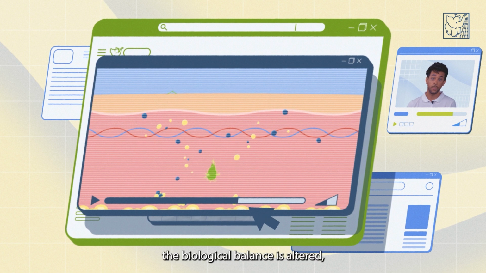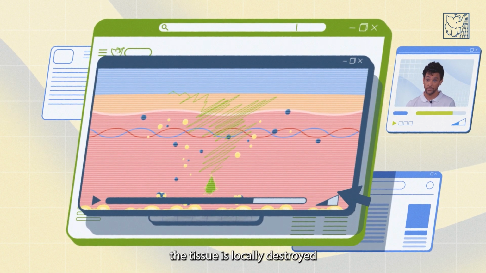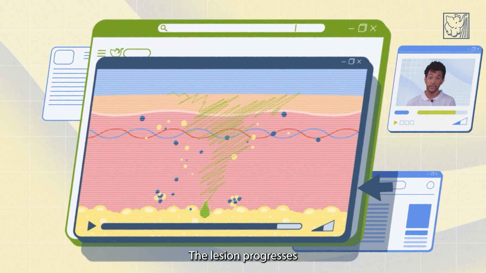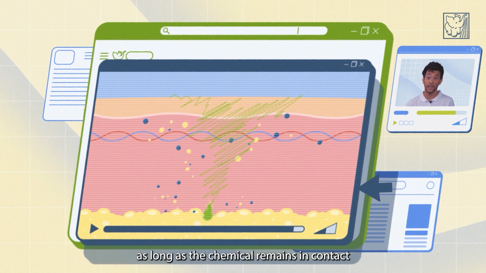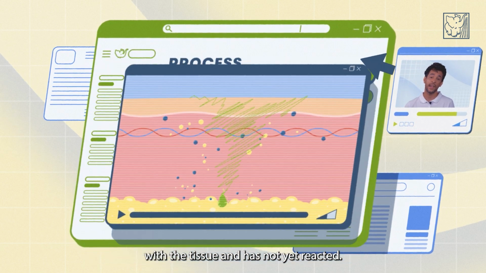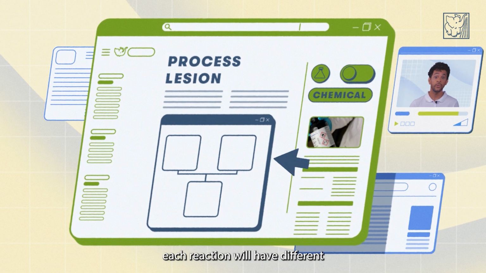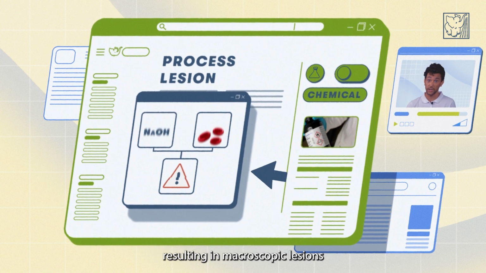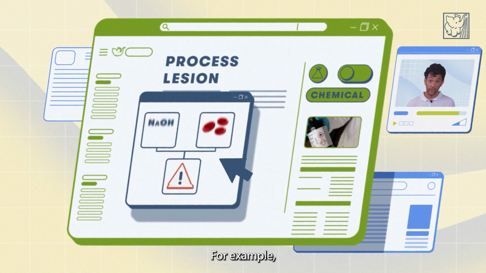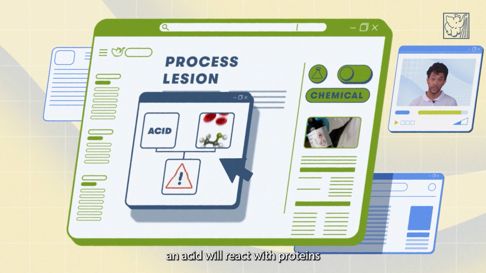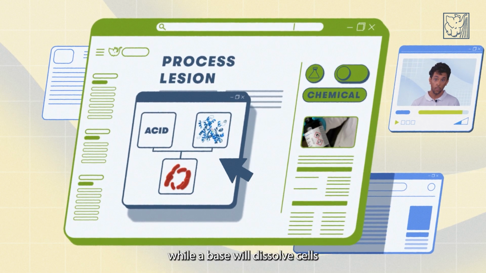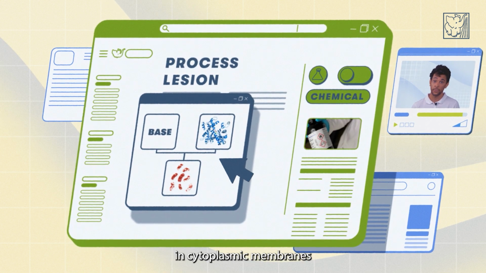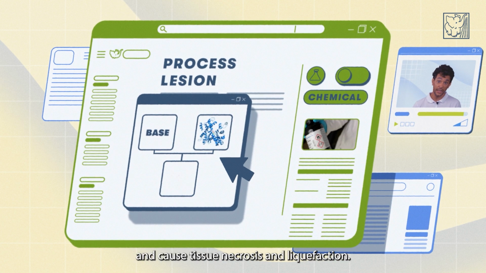As a result, the biological balance is altered. The tissue is locally destroyed and a chemical lesion is formed. The lesion progresses as long as the chemical remains in contact with the tissue and has not yet reacted. In the case of a chemical lesion, each reaction will have different microscopic consequences on the cells, resulting in microscopic lesions of different characteristics. For example, an acid will react with proteins and cause coagulation, while a base will dissolve cells by saponification of the fats in the cytoplasmic membranes and cause tissue necrosis and liquefaction.